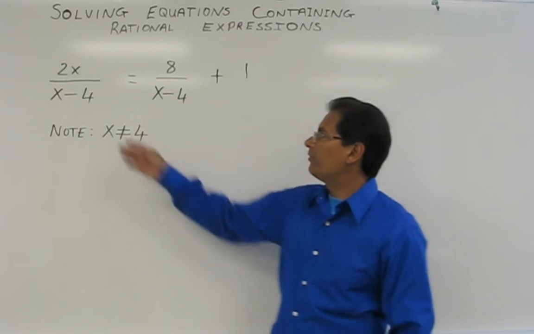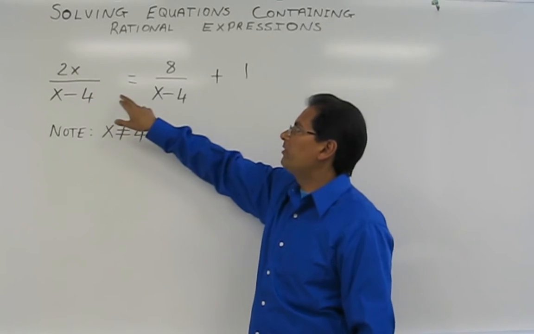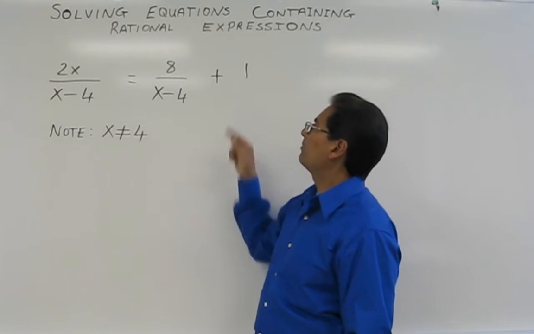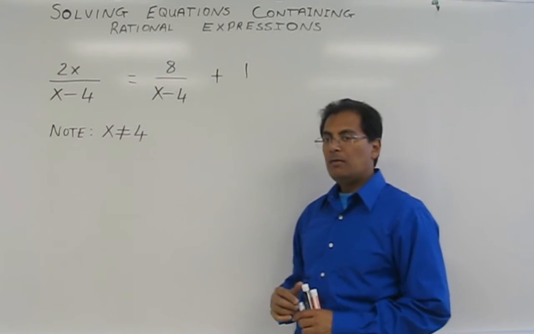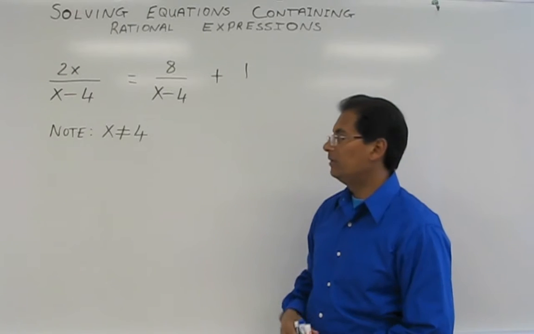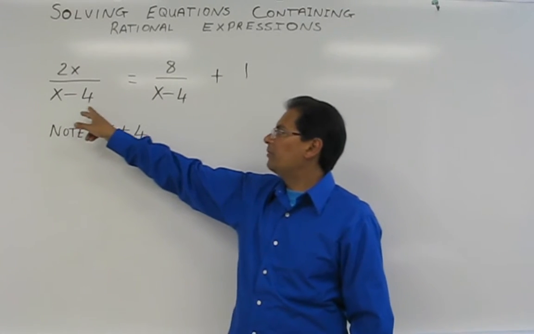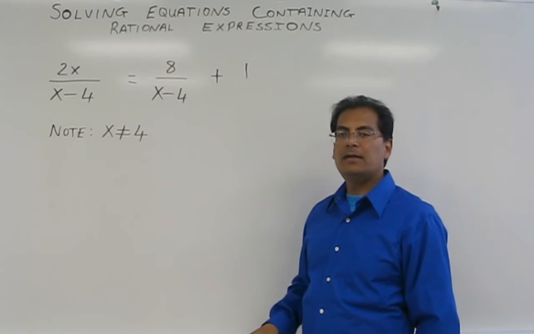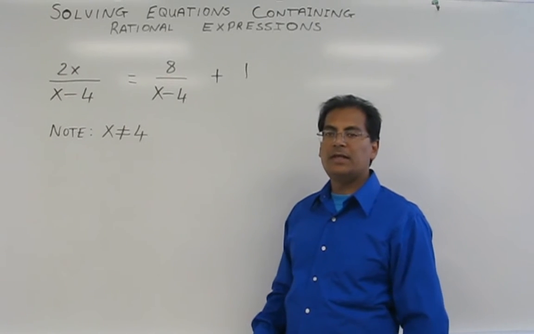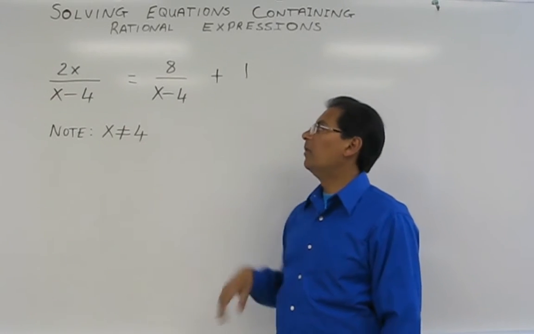Okay, here we're asked to solve the equation 2x over x minus 4 equals 8 over x minus 4 plus 1. One note before we solve this equation, x can't be 4. Why not? Because 4 minus 4 gives me 0 in the denominator. We can't have 0 in the denominators. So x cannot be 4.